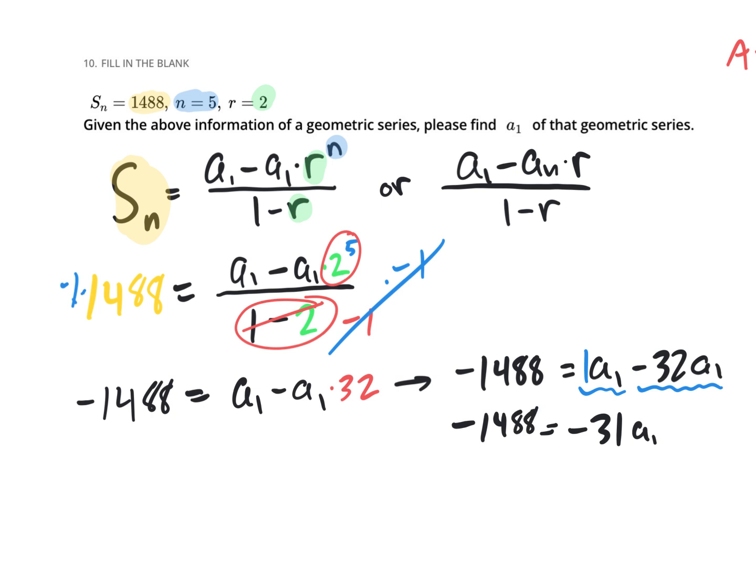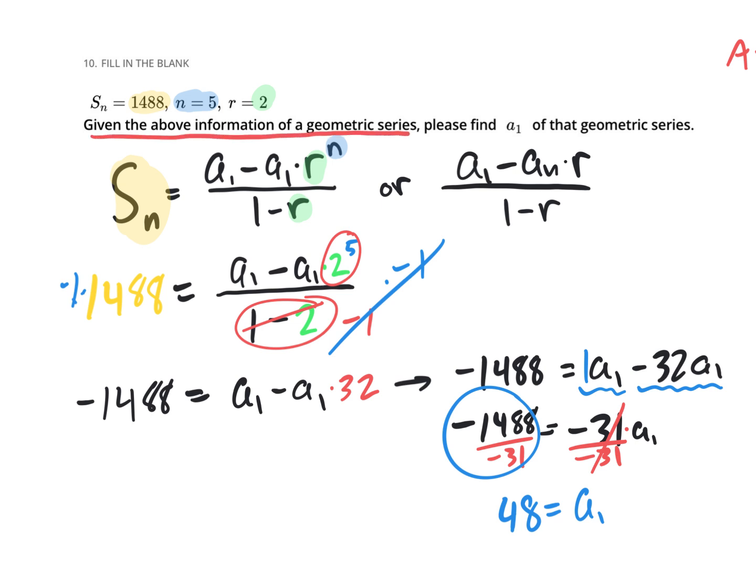Okay, and then after that, you simply get rid of the multiplication of negative 31 right in front of the a sub 1. That'll cancel it out. And we do to one side, do to the other side. So with the calculator, negative 1,488 divided by negative 31, you get a positive 48. So this gives you a positive 48. That is equal to a sub 1's now by itself. And that's what they want you to find. Read the instructions. It says, given the above information of the geometric series, please find a sub 1. We just found it. A sub 1 is 48.